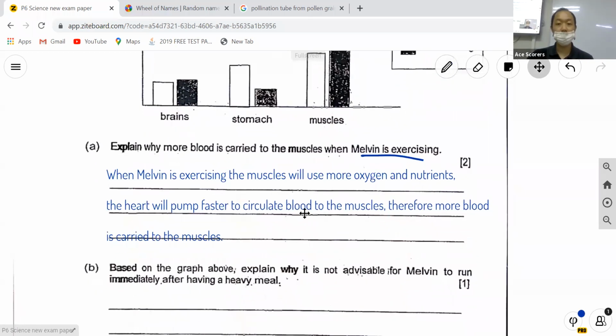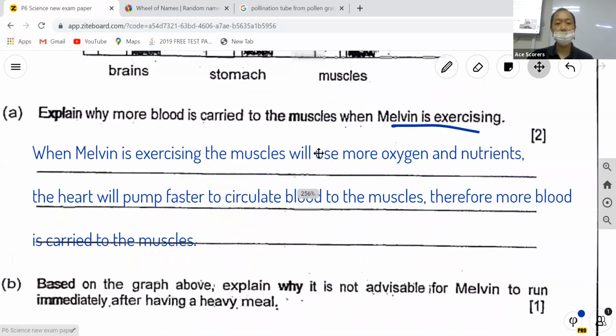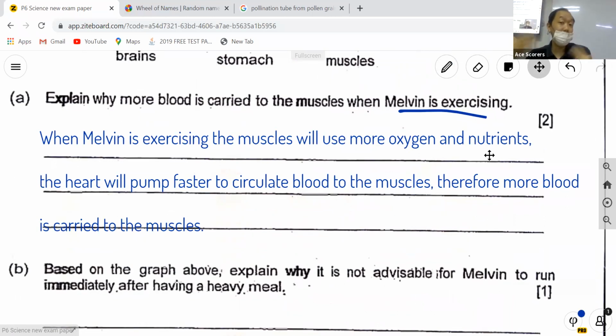Can you see that? When he's exercising, he will use more oxygen and nutrients. So to supply this oxygen and nutrients, the heart pumps faster, and because the heart pumps faster, now we get more blood to the muscle. Most students will say, need more oxygen and nutrients, but that doesn't explain how come more blood. It's an answering technique. For science, we do a lot of answering technique. You need more blood. How come more blood? Because the heart pumps faster, therefore there's more blood.